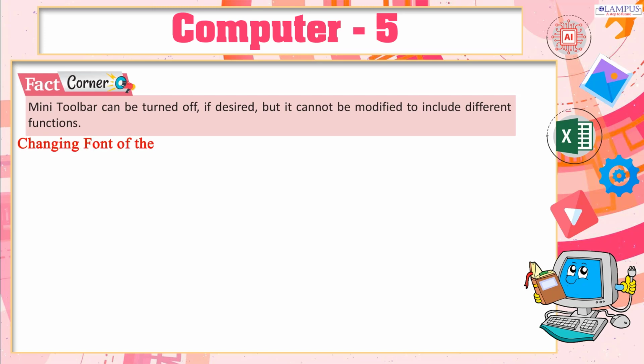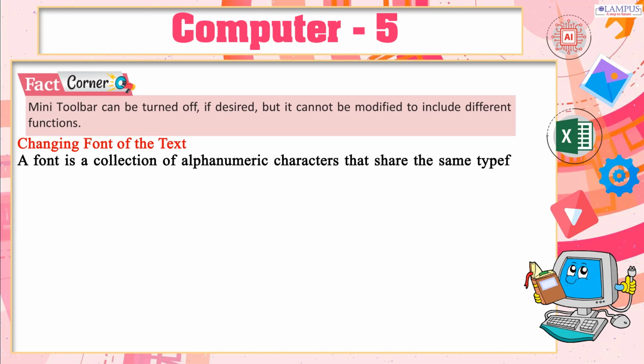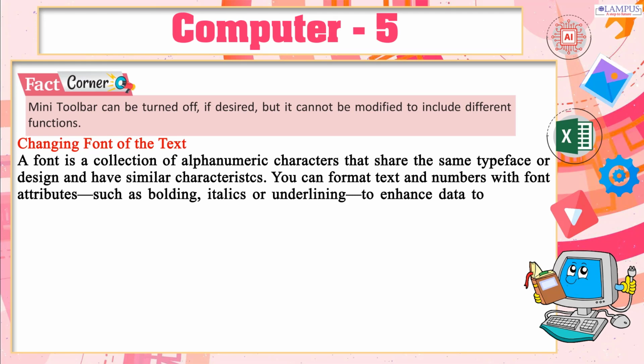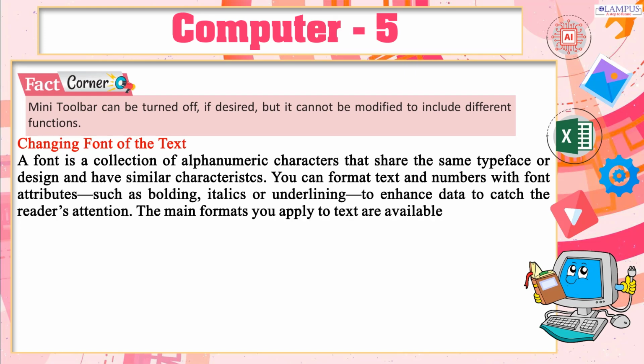Changing font of the text. A font is a collection of alphanumeric characters that share the same typeface or design and have similar characteristics. You can format text and numbers with font attributes, such as bolding, italics or underlining, to enhance data to catch the reader's attention. The main formats you apply to text are available on the Home tab in the Font group or in the Font dialog box.